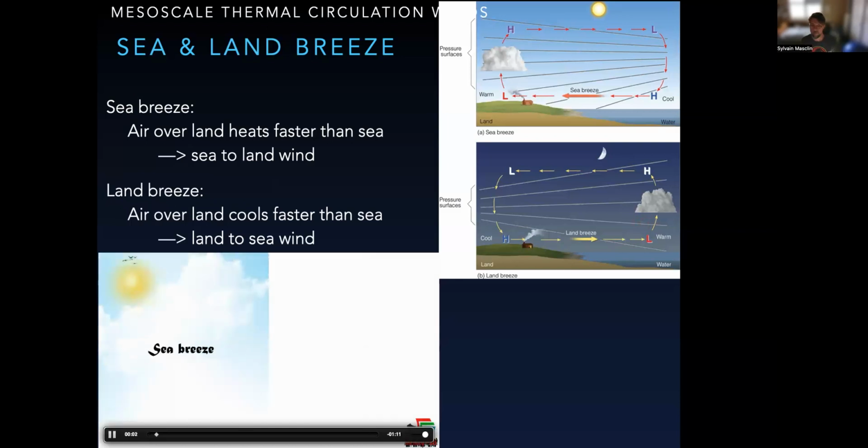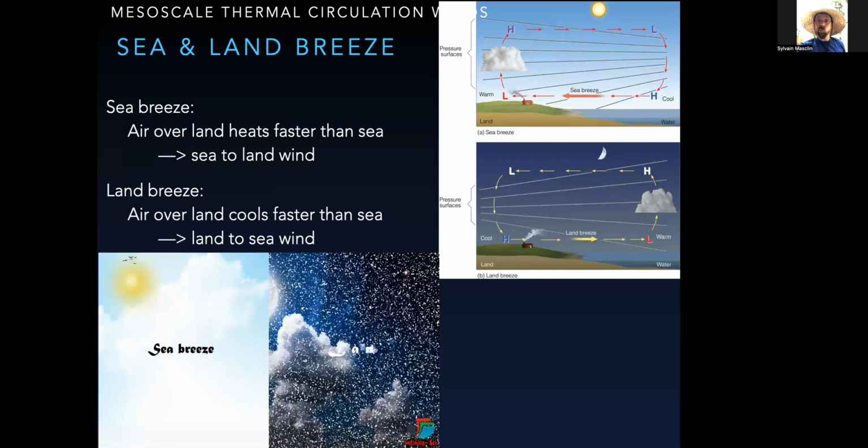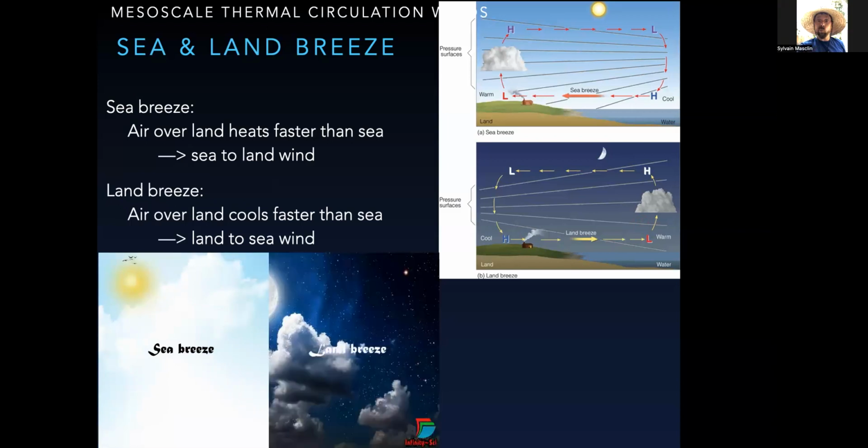A sea breeze takes place during daytime, and a land breeze takes place during nighttime. As already observed in the earlier slide, a sea breeze happens as the sun heats up water and land, but land heats up faster than the water. So warm air above the land starts to rise, and cooler air from the sea comes in to replace the rising air from the land.